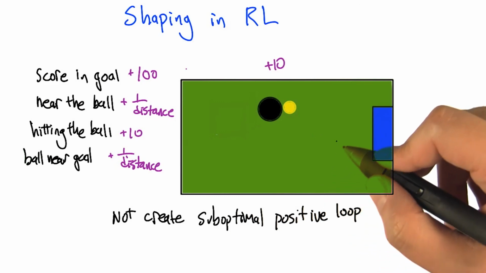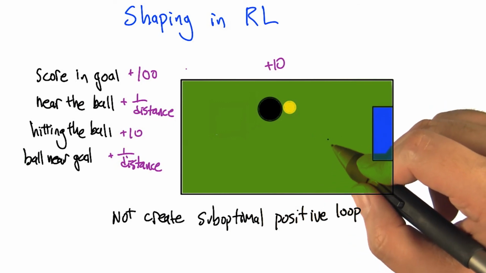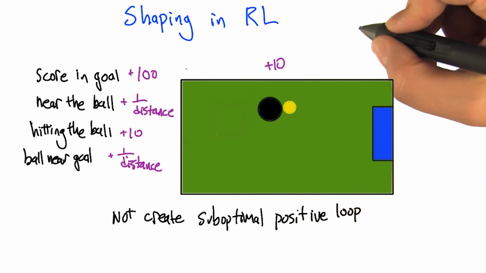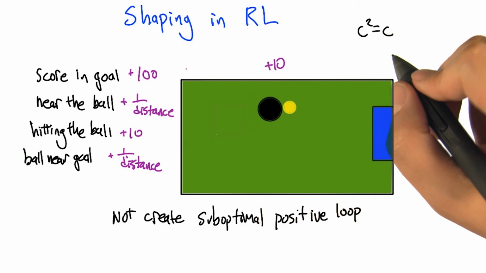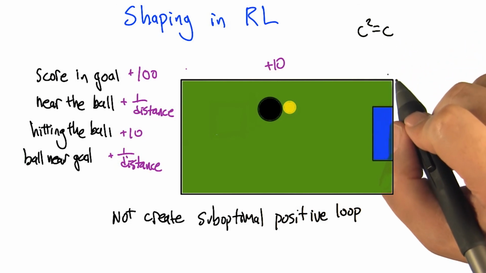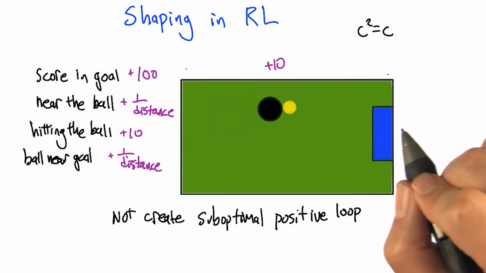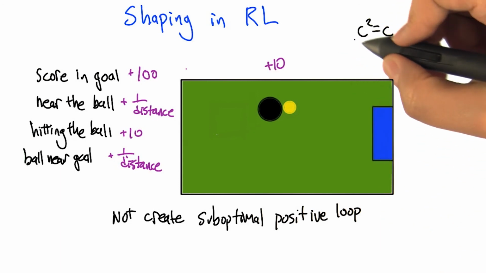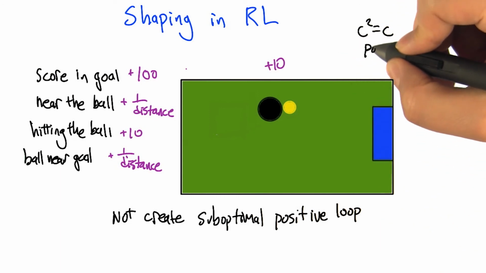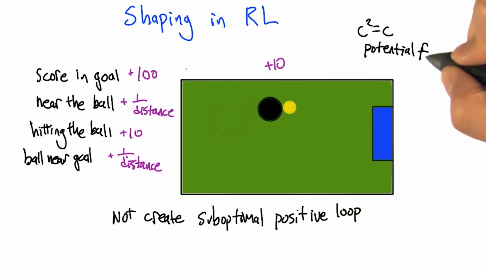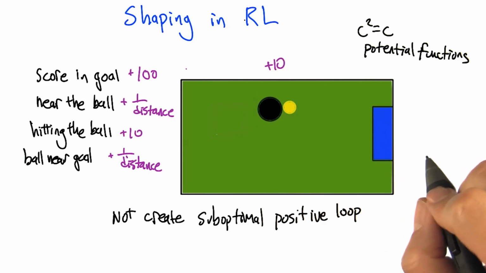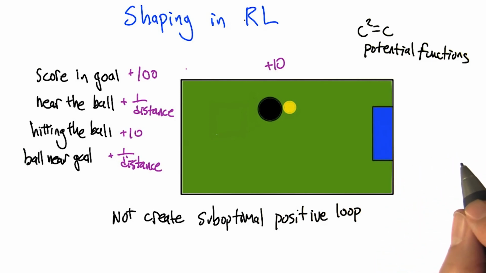And so a natural idea from, I'm going to say physics, and you could tell I'm an expert in physics because I understand Bellman's equation, Einstein's Bellman equation, is the idea of potential functions. So what I'm going to do is define potential functions and then show how we can use them to do shaping without actually messing up the optimal policy. I look forward to it.